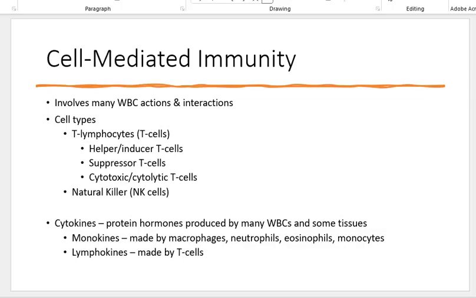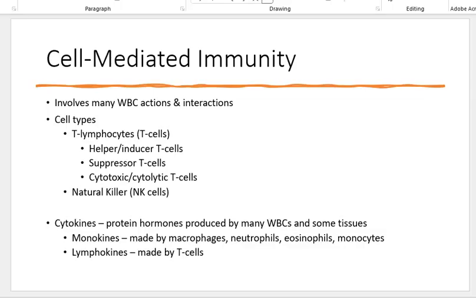Next is the natural killer cells. This is very important in cell-mediated immunity. They seek and destroy non-self cells, and are most effective in destroying cancer cells or virally infected cells.